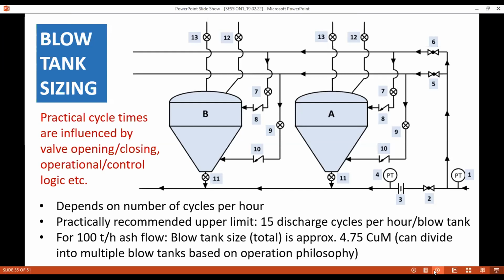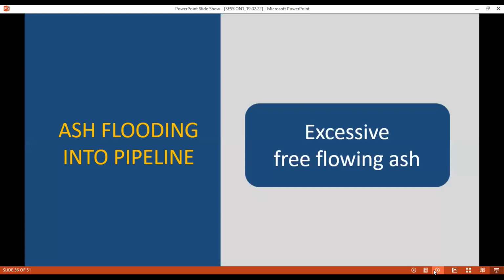So blow tank sizing is very important. So we don't recommend more than 15 discharge cycles per hour per blow tank.